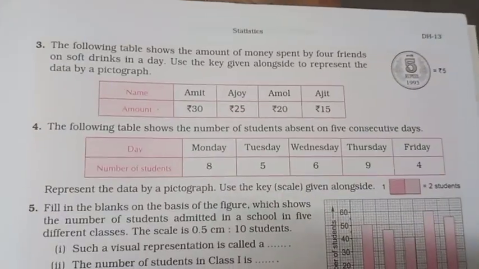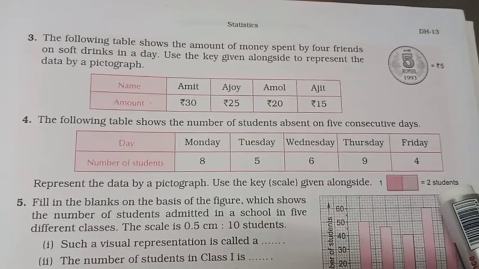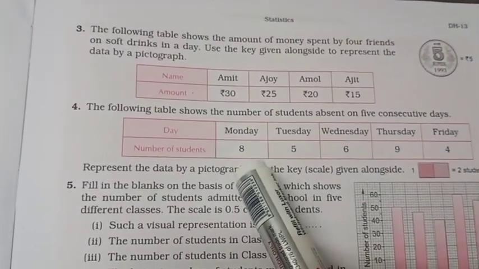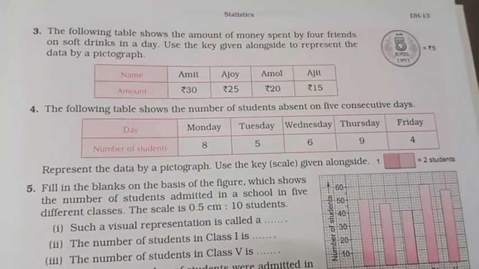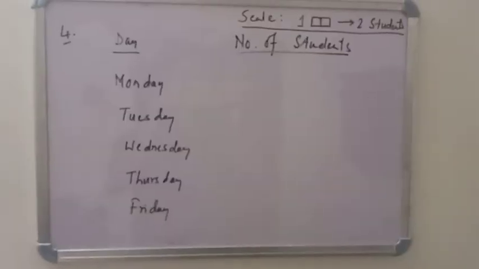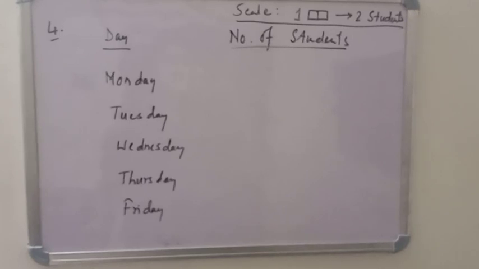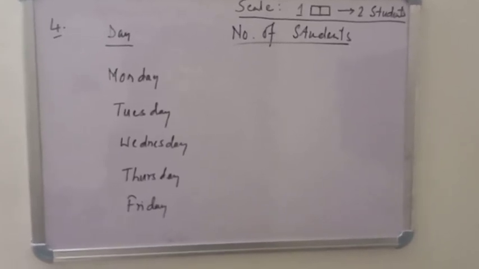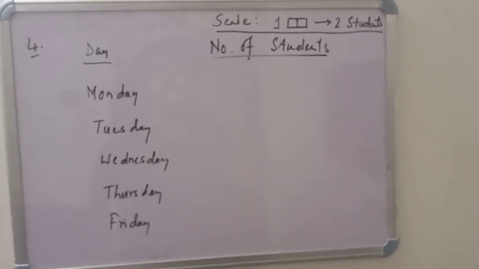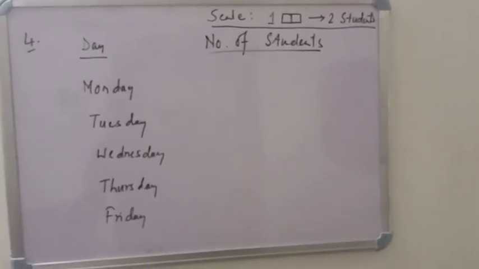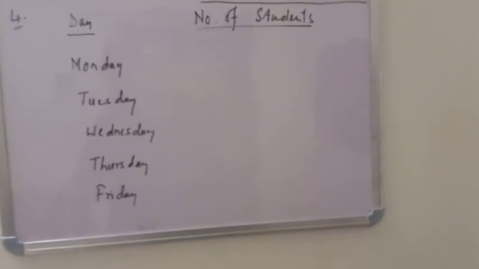So this is the key scale given. That means you have to draw this figure. That means 2 students. And here mention 8, 5, 6, 9 and 4. Now see that. So the days are there, Monday, Tuesday, Wednesday, Thursday, Friday, and the number of students will be there. You have to draw the figure and the scale will be written over there.